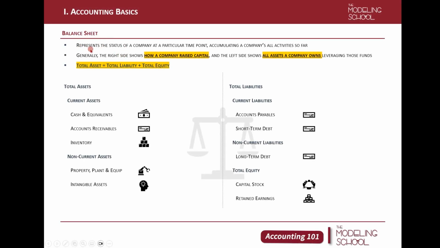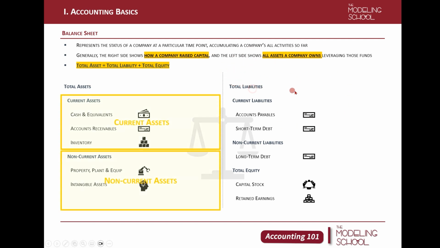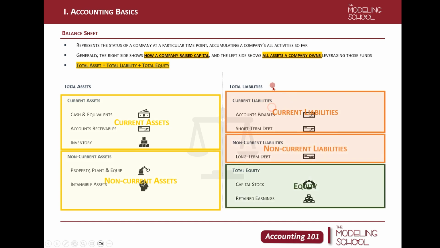The balance sheet represents the status of a company at a specific time point. So it shows what the company has accumulated from all the activities so far. Generally, the right side shows how a company raised capital, whereas the left side shows all the assets a company owns by leveraging these fundings. So on the right side, the company is financing its funding either by liability or by equity. So debt or equity.